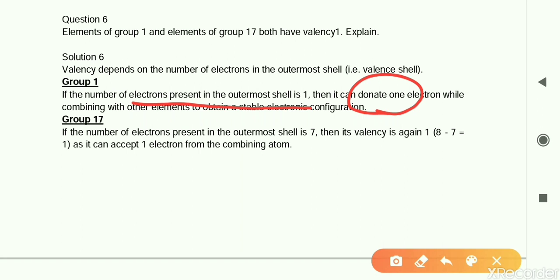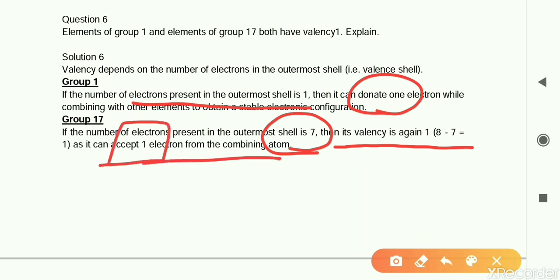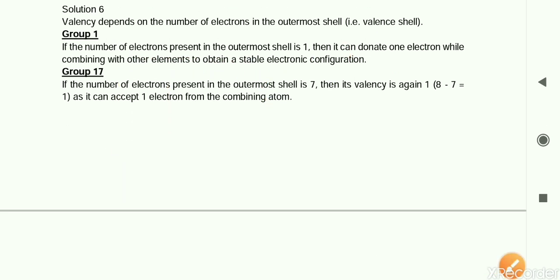Followed by the group 17. Here the outermost electrons are 7. Therefore it cannot lose 7 electrons easily. So we have to do 8 minus 7, that is it can accept 1 electron. That is why in group number 17 also valency comes to be 1.